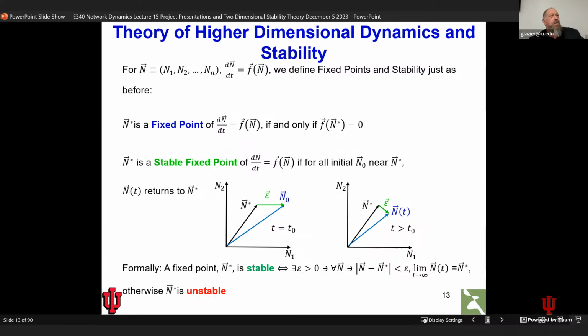To higher dimensional stability. Again, the basic concept of stability is the same. You start with a fixed point, you move some distance away from the fixed point, and you ask the question: if you evolve it in time, do you get closer to or further from the fixed point?